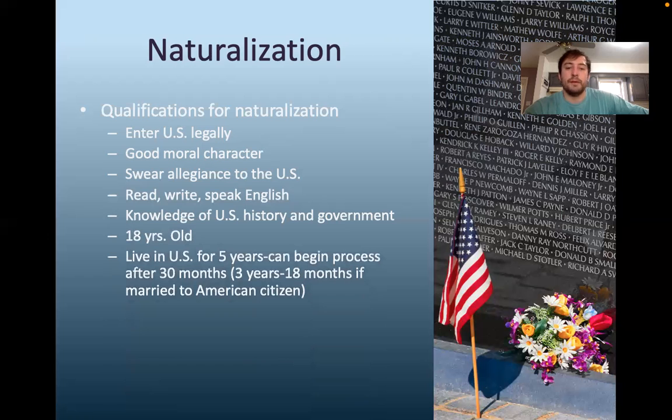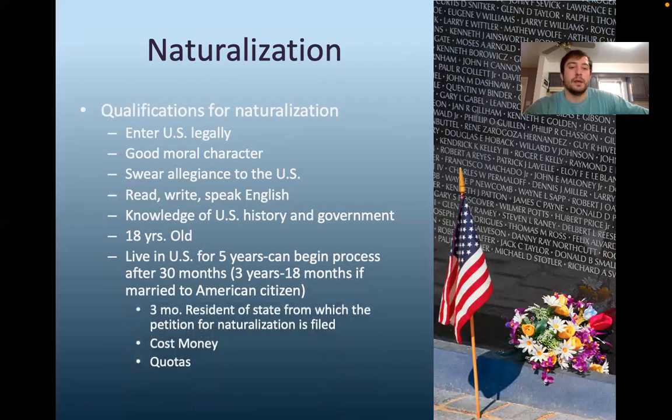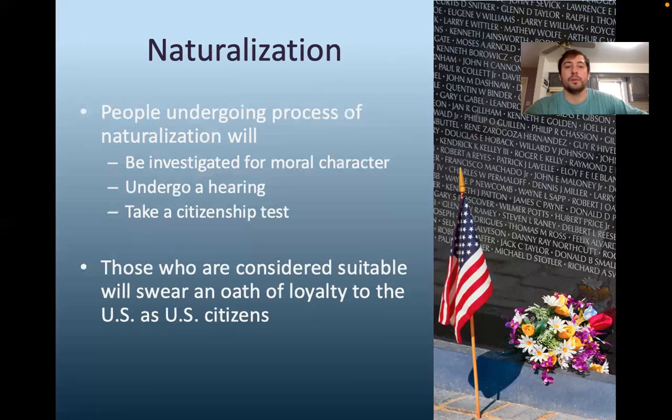Live in the U.S. for 5 years can begin the process after 3 months. 3 years, 18 months if married to an American citizen. A 3-month resident of the United States, or resident of the state from which the petition for naturalization is filed. So it costs money and quotas for that. So those are the qualifications of naturalization. I just want you to know a few of those for the exam, for the assessment.